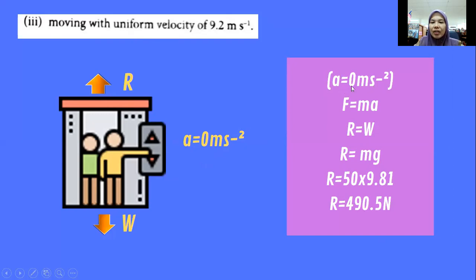Last question, moving with a uniform velocity of 9.2 meters per second. Acceleration is equal to zero. Uniform velocity means zero acceleration. So it is the same as our previous question. F is equal to ma, R is equal to W, then you get the reaction force is equal to 490.5 newton.